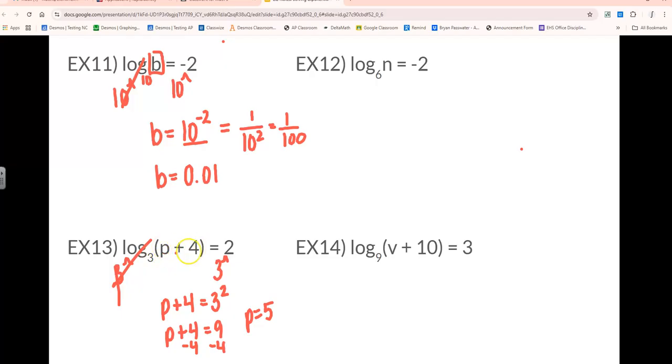The big thing you're looking for is when you plug this back in, you cannot get 0 or a negative inside of that log. If I plug this back in, I got 5 plus 4. That is 9. That is positive. We're good to go. You can also check it by graphing it on Desmos as well.